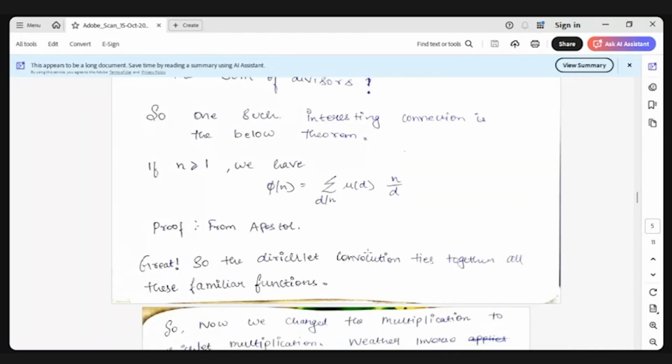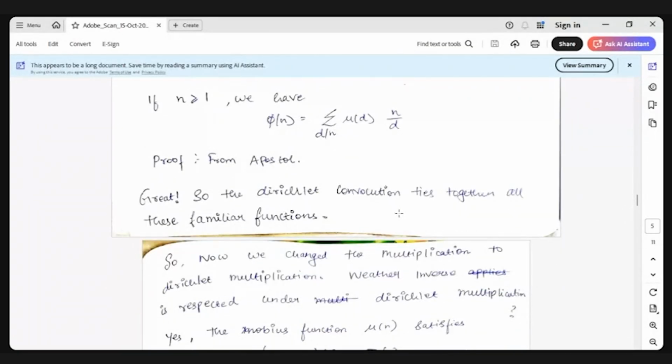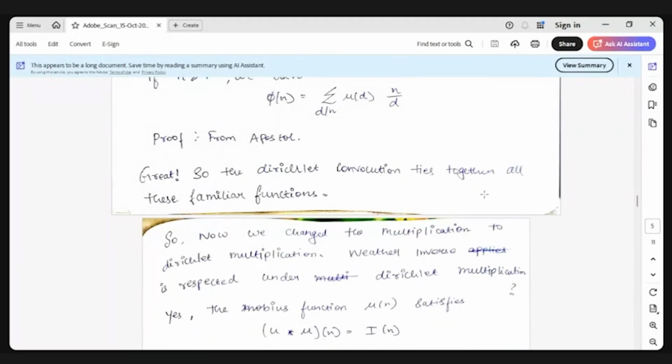Okay. So great. The Dirichlet convolution ties together all these familiar functions. Now we changed the multiplication to Dirichlet multiplication for some goal. Have we achieved it? We are getting a lot of interesting results on the way to our goal. But whether inverses are respected under Dirichlet multiplication was our initial goal. So yes, let's consider one example first.